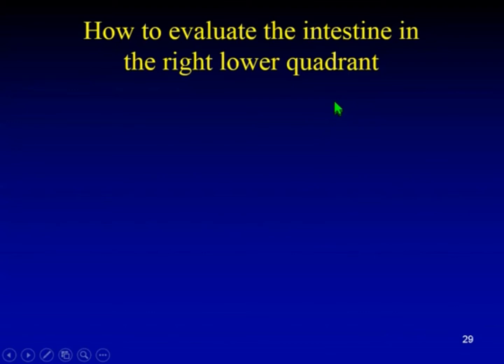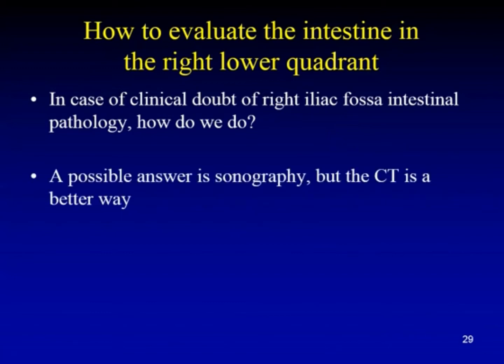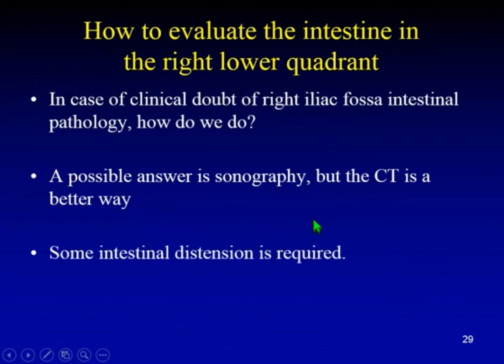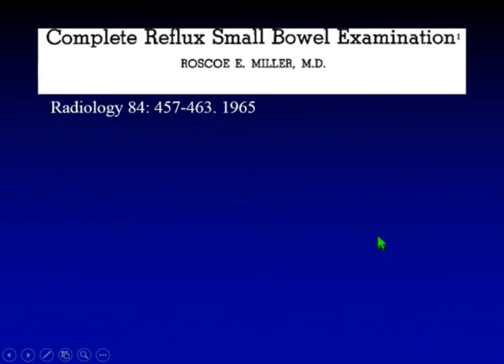How may we evaluate the intestine? Very frequently we are involved with pathologies of the right iliac fossa and the right lower quadrant. The problem is that sonography is useful, but not so essential to clinical diagnosis. Some intestinal distension is required. How may we dilate the right colon and the last tract of the small bowel?